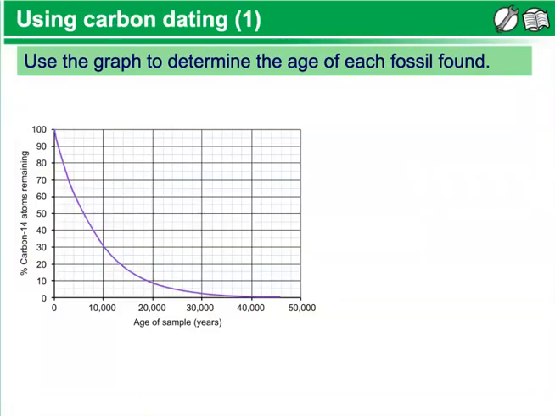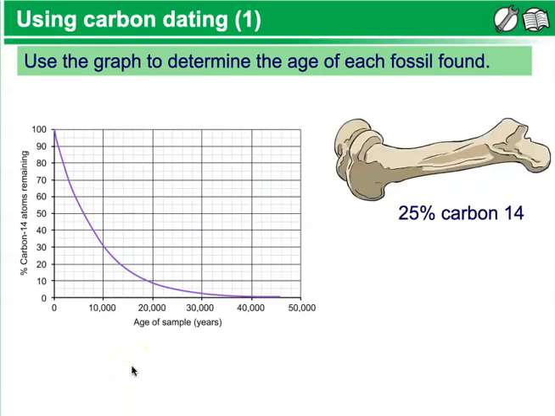Using carbon dating. Use the graph to determine the age of each fossil found. 25% carbon-14. Using the graph, we're going to look at the percent of carbon-14 remaining. It says 25%. I find 25% on my graph, and I find where it intercepts. The approximate age of this fossil would be around 10,200 years old.